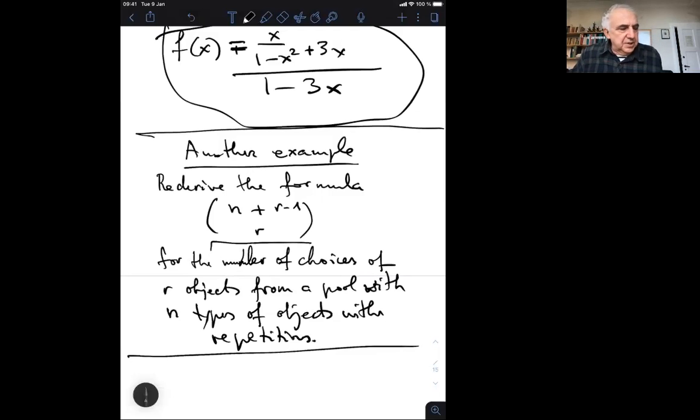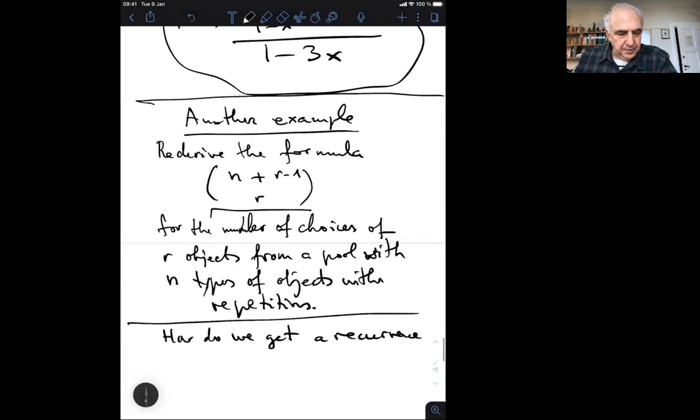But now I want to get the same answer by using recurrences and working with recurrence relations. Okay, now the first thing we observe is, so how do we get the recurrence? We get the recurrence in the following way.